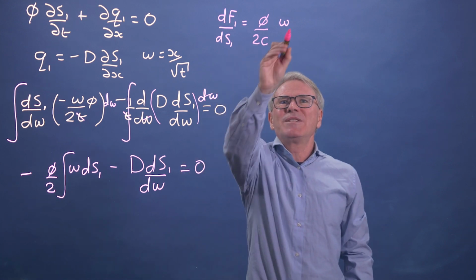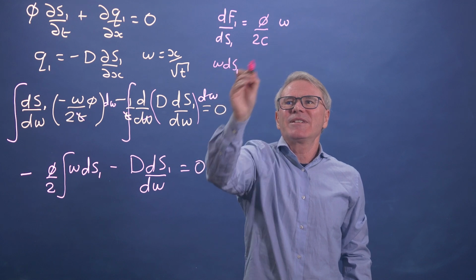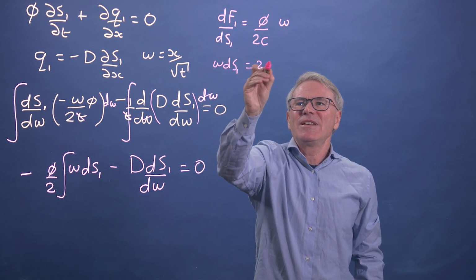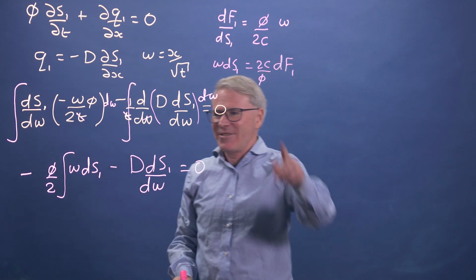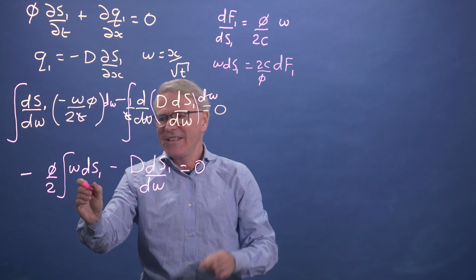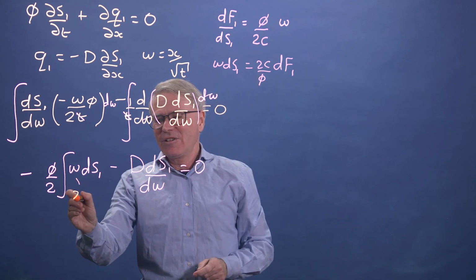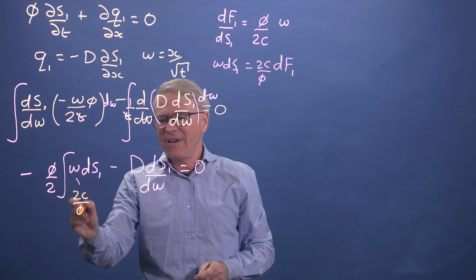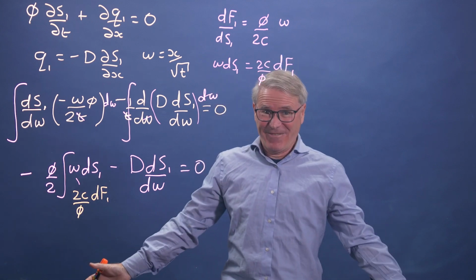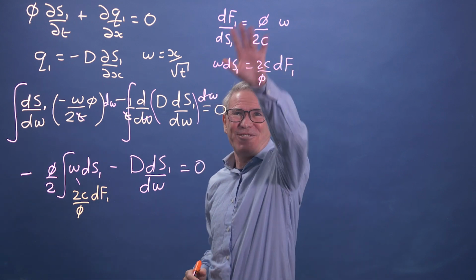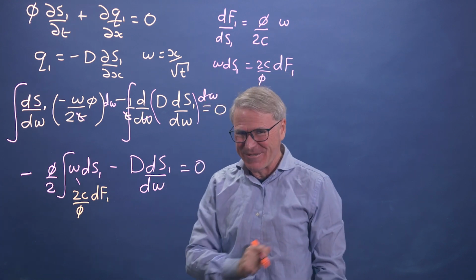Okay, so now omega ds, right, if we look at this, is 2c over phi times df. So here, okay, this becomes 2c over phi df1. And the integral of df is just f. Okay, so that's the clever thing. So introducing this fractional flow turned out to be quite a clever idea in the end, didn't it?